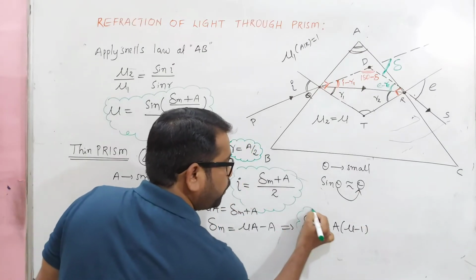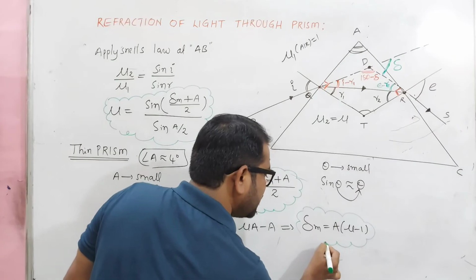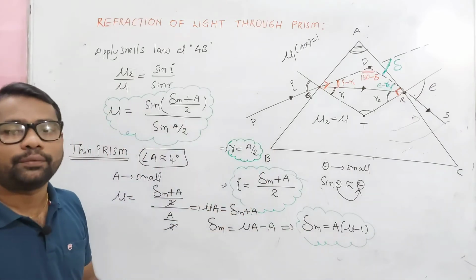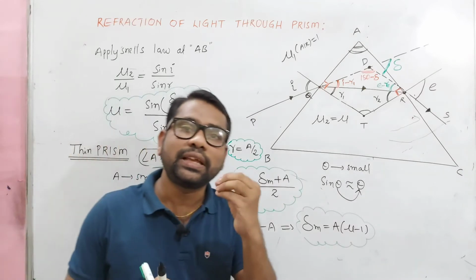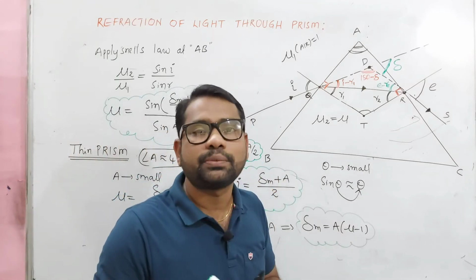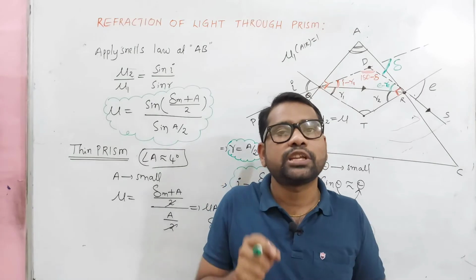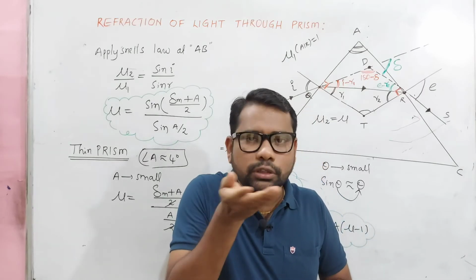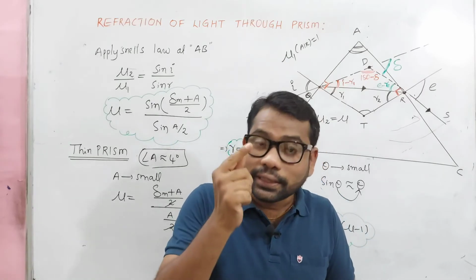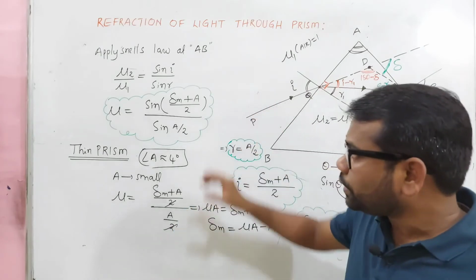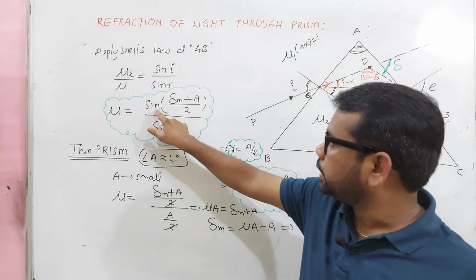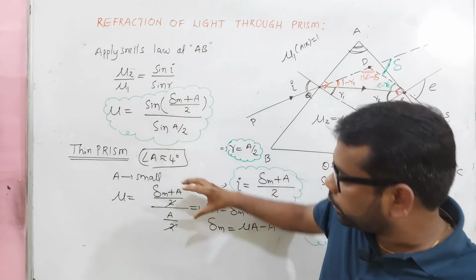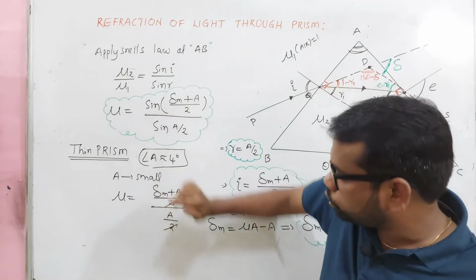But this is only for a thin prism. So whatever expression we derived earlier is for a thick prism. In the case of a thin prism, dear children, the angle A is very small, approximately equal to 4 degrees or less than 4 degrees. In that case, sin theta can be considered as theta only. So in place of sin of (delta m plus A by 2) by sin A by 2, we have taken only (delta m plus A by 2) by A by 2.